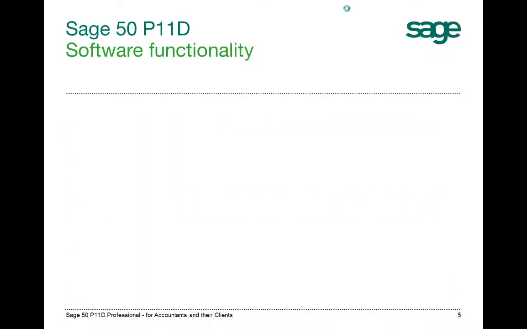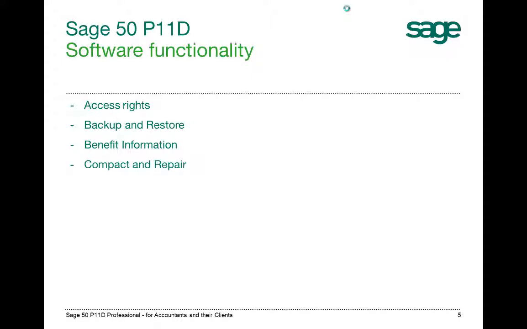To look at the more detailed functionality of the software, it does provide the ability to set access rights, so you can give specific permissions to each user of the software. It does contain backup and restore functionality, so you can take copies of your data for security or restore data from a backup copy. You can create user-defined benefit types within the miscellaneous benefits module. And you can ensure that the database is maintained and in optimum working order by regularly running this simple compact and repair procedure.